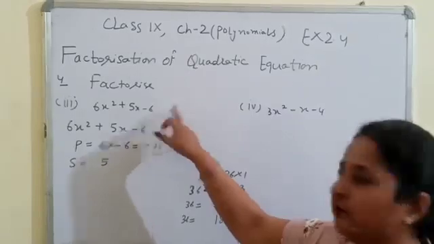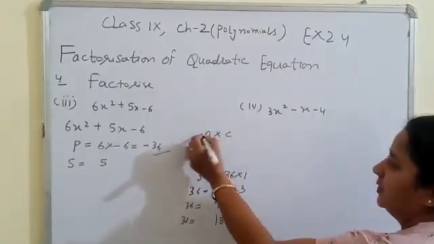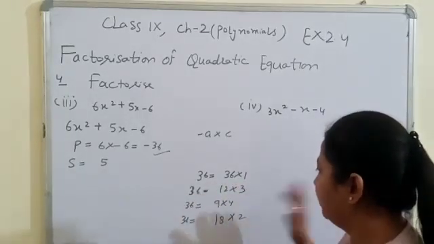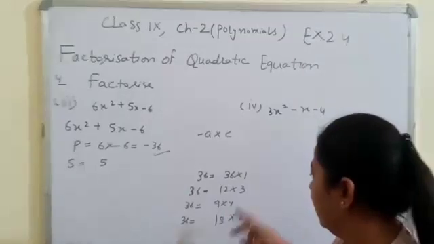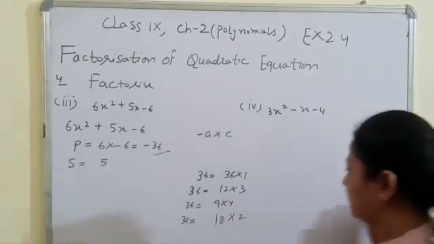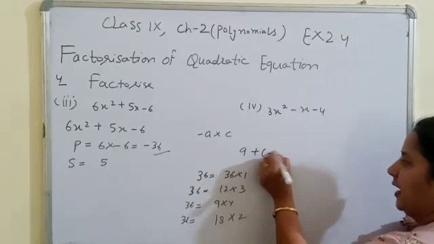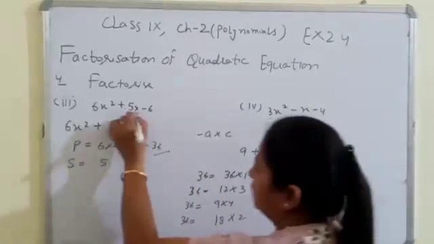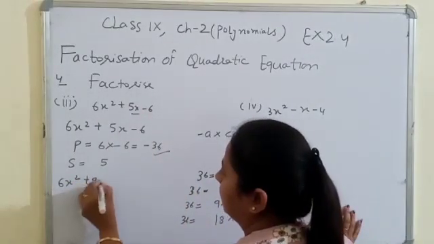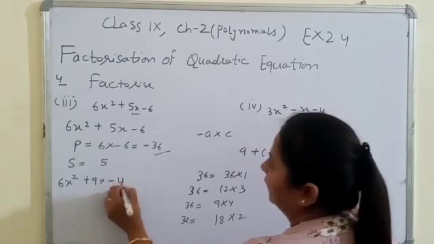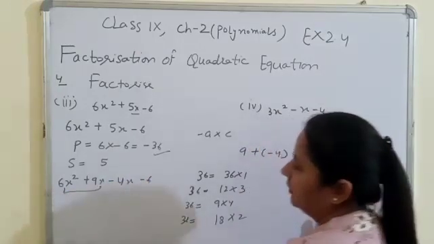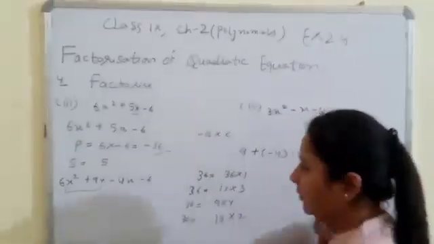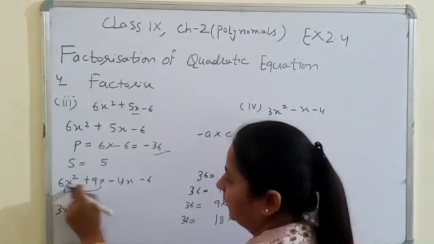Product is minus, it means from these two numbers, one number should have the negative sign. 36 and 1, that is 35, 12 and 3, that is 9, and 9 and 4, when we take plus 9 and minus 4, the result is plus 5, which is suitable for our factors. So split 5x into 9x minus 4x minus 6. Now take the common value from the first two terms. 6x square plus 9x, we can take 3x common here, because 3 is the common factor of 6 and 9.